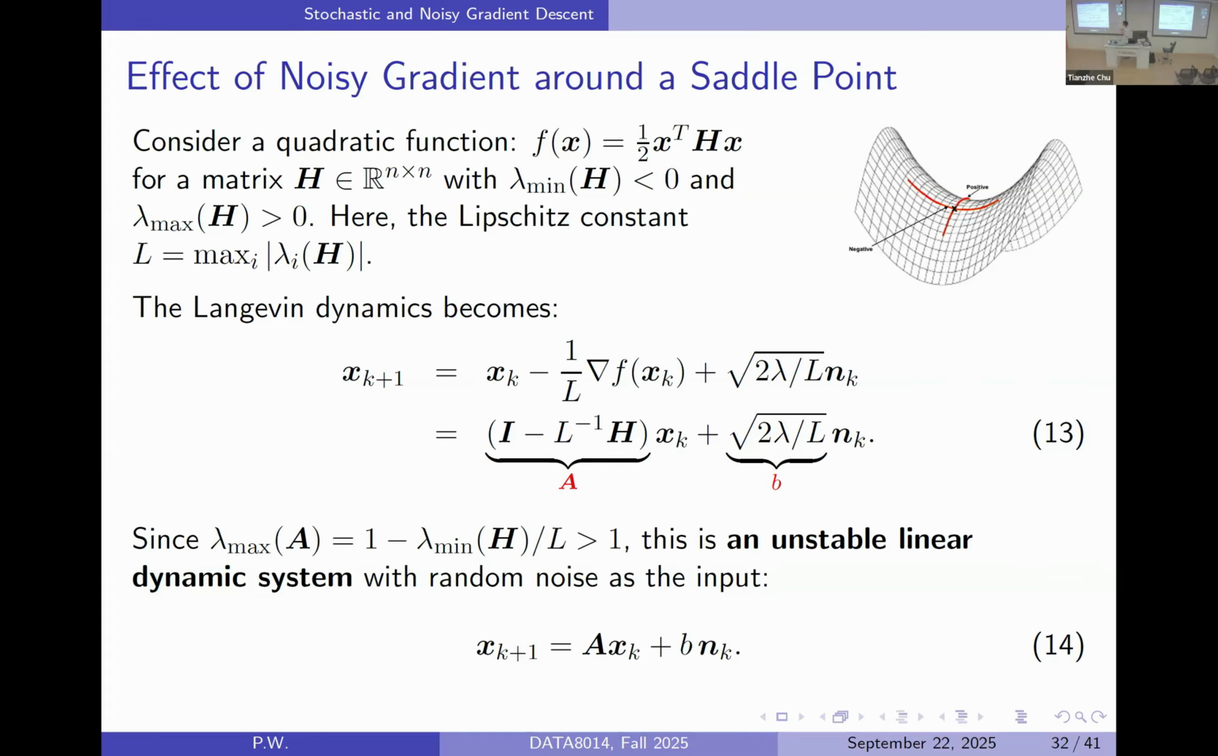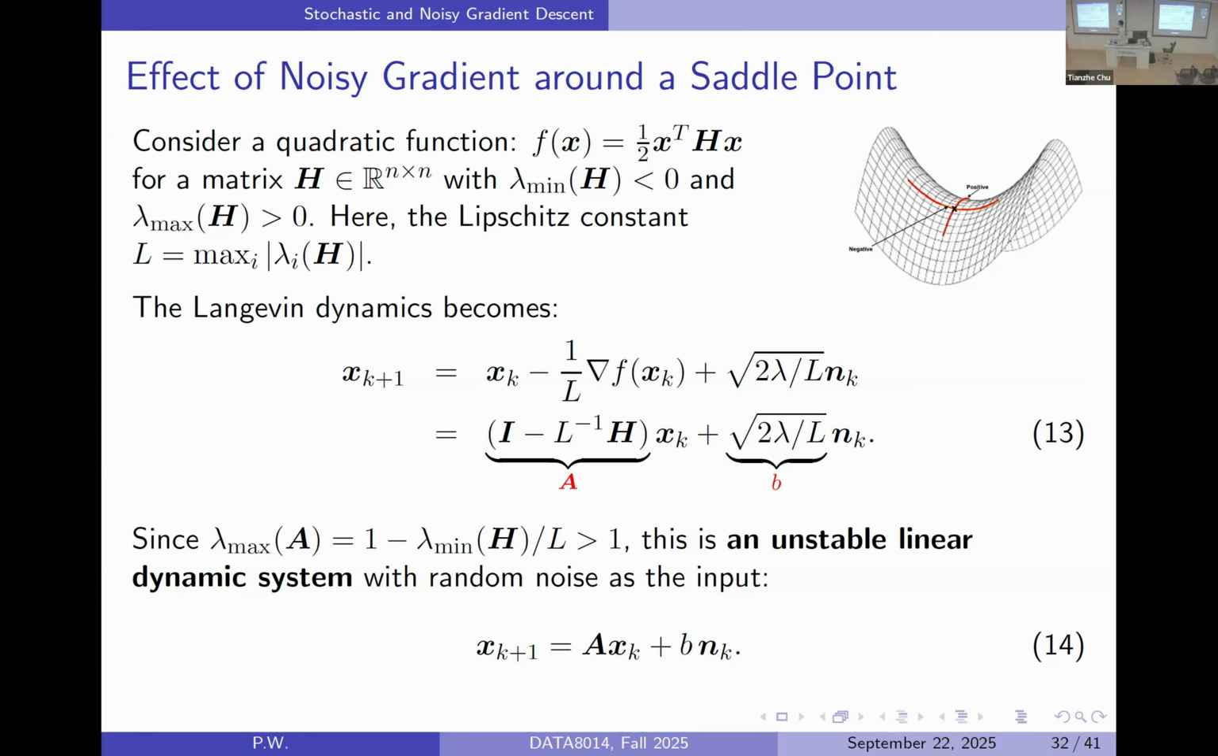Then we can show that this update can actually escape from the saddle point. If it strays from the saddle point, it will run away. What is the saddle point of this problem? Actually, if x equals 0, that is the saddle point. You can see here why it can escape from this saddle point.